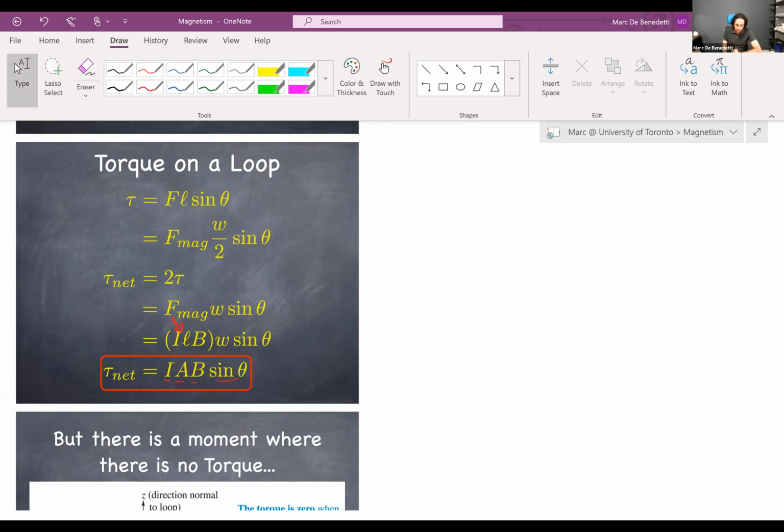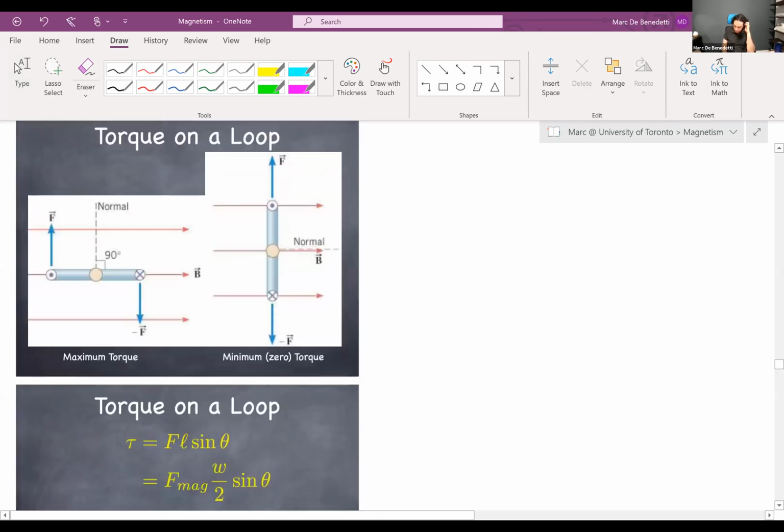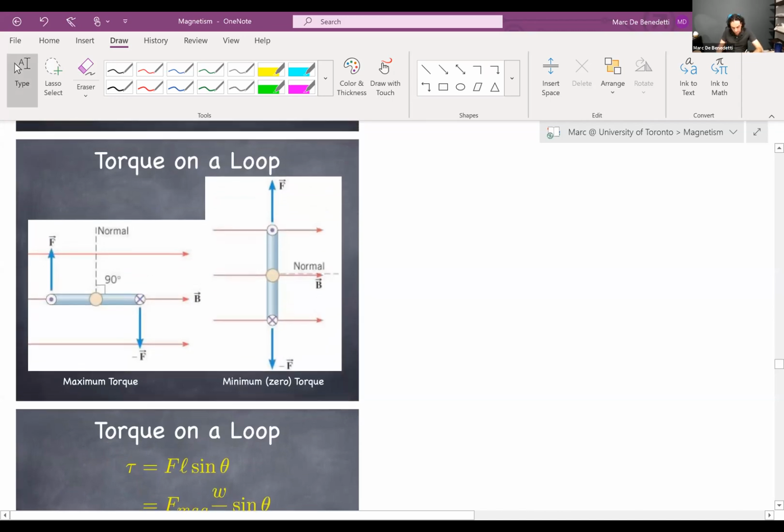Okay, now, just so we're clear, note the theta dependence. There will be orientations where there is no torque experienced. For instance, the face of the loop is pointing up, right? The normal of the loop is pointing up. If we want to talk about magnetic flux, for instance, no magnetic flux is traveling through the loop in this case.